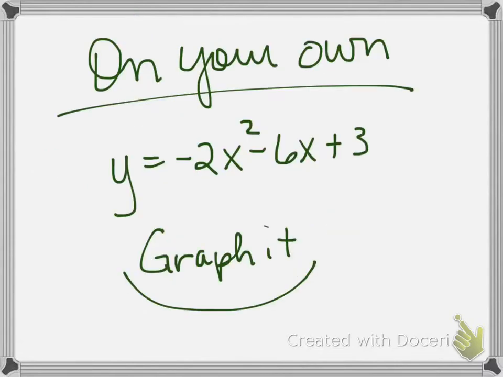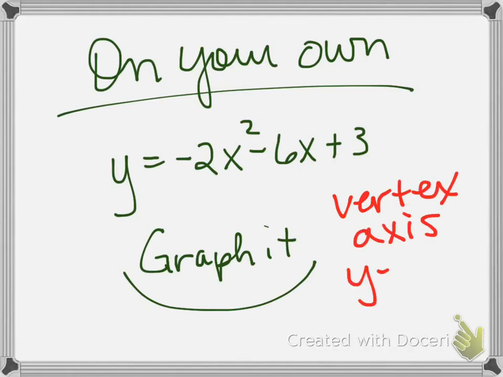This is your problem to do on your own. Y equals negative 2x squared minus 6x plus 3. You need to go ahead and find the vertex. You need to go ahead and find the axis of symmetry. And you need to go ahead and find the y-intercept. And then graph it.